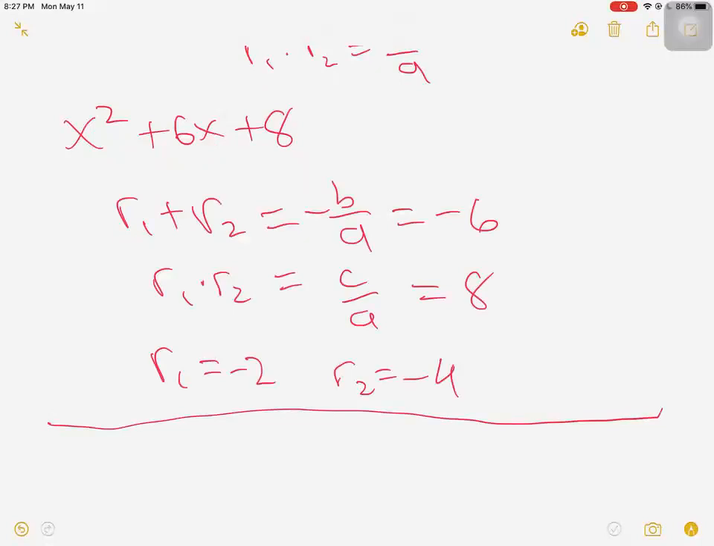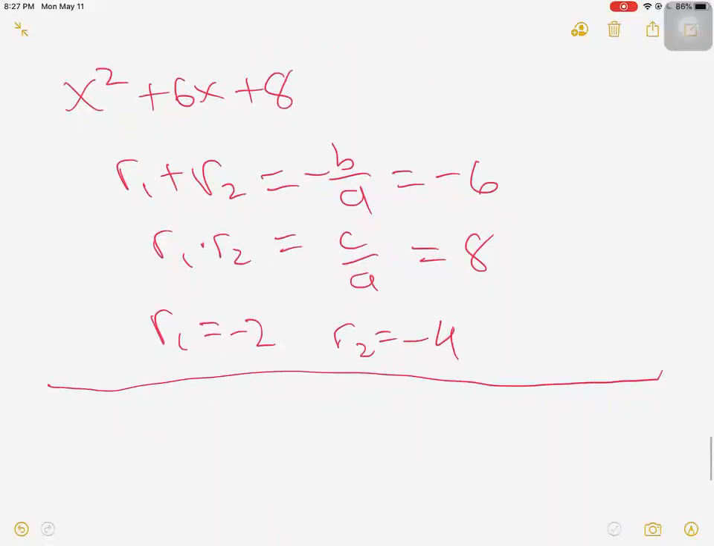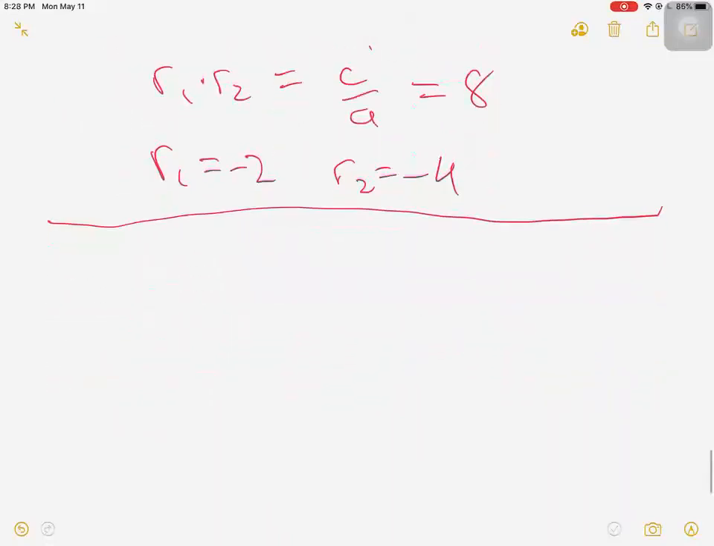Vieta is more useful if you can't find the roots of a quadratic, if it's more complex or something. And then the last thing I'm going to go over before we head on to some questions is optimization and the vertex.